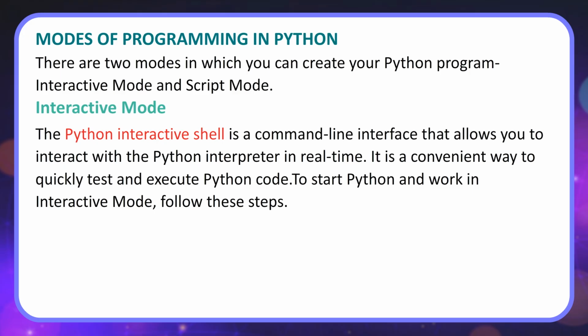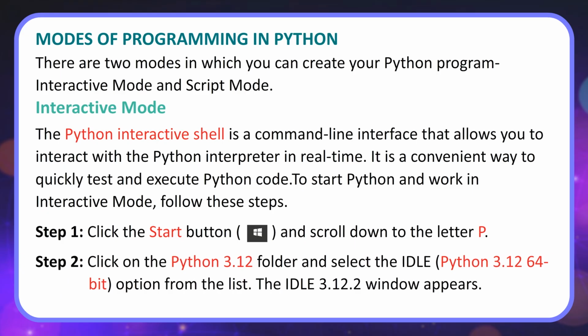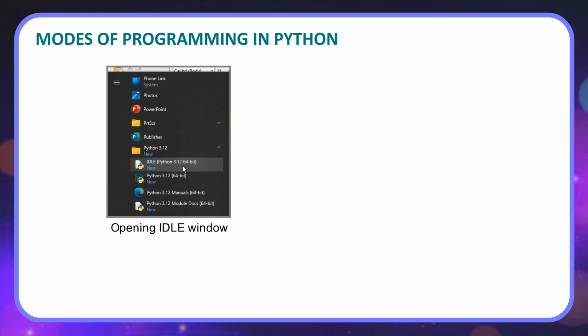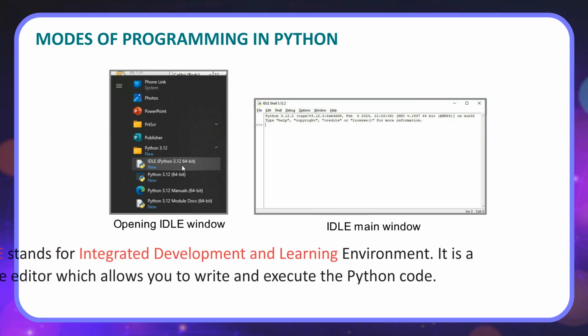To start Python and work in interactive mode, follow these steps. Step 1. Click the Start button and scroll down to the letter P. Step 2. Click on the Python 3.12 folder and select the IDLE Python 3.12 64-bit option from the list. The IDLE 3.12.2 window appears. Opening IDLE window. IDLE main window.